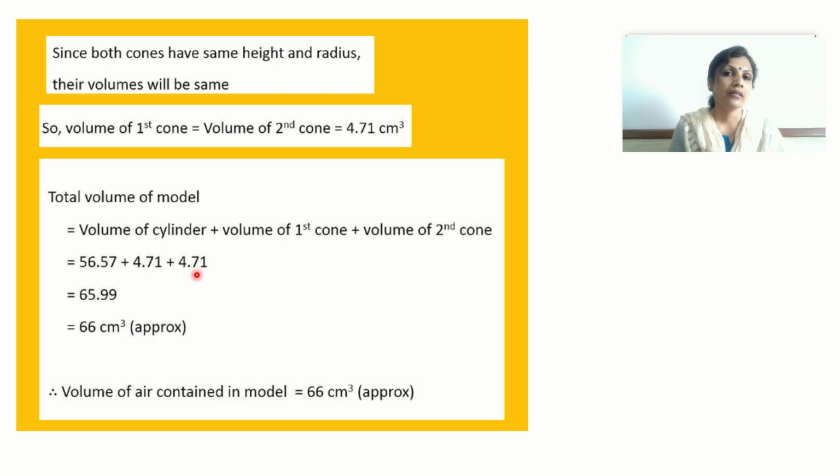Children, when there are terms with decimal points, it's always advisable to go for the vertical addition or subtraction. It will not go wrong. So add it vertically, writing the terms one below the other, and your answer will come equal to 65.99. And 65.99 is approximately equal to 66 centimeter cube. So volume of air contained in the model is equal to 66 centimeter cube.